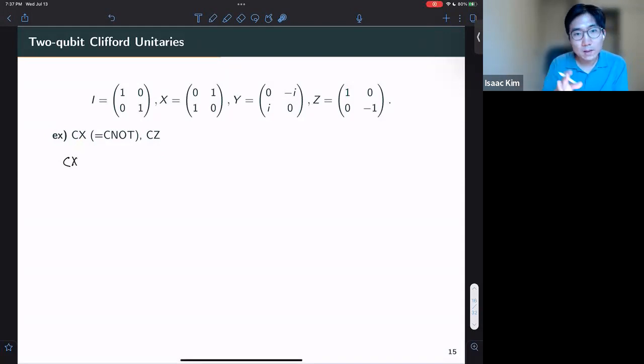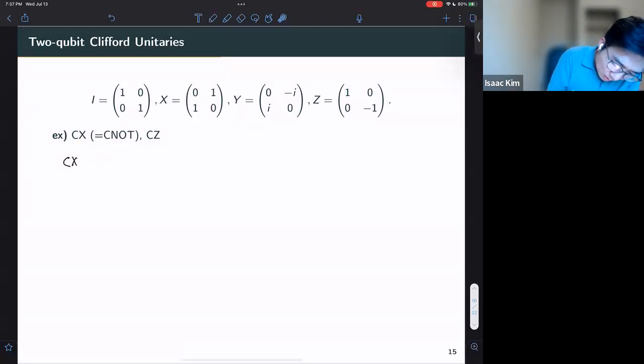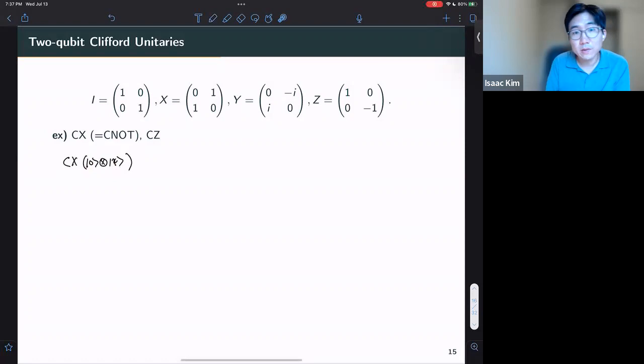So let's write down some state in a tensor product form over 2 qubits. I'm going to write down 2 specific states. One is 0 tensor psi, where this 0 is the 0 state, and psi is an arbitrary quantum state.